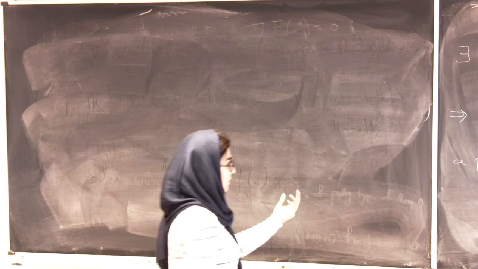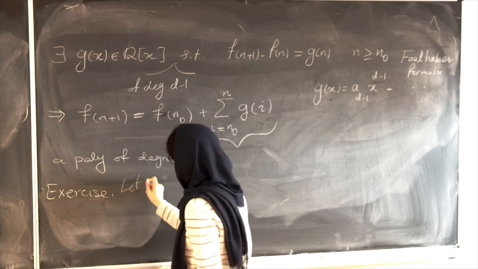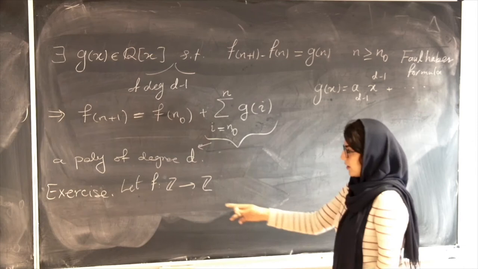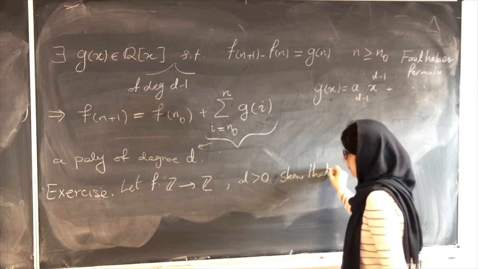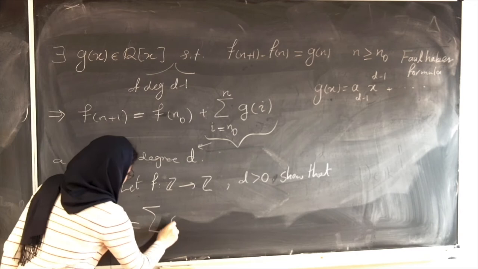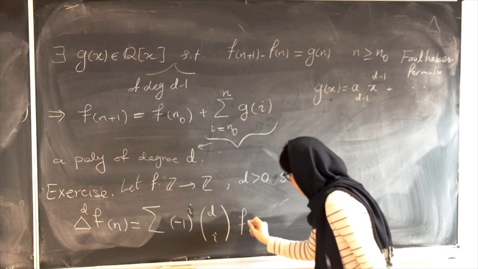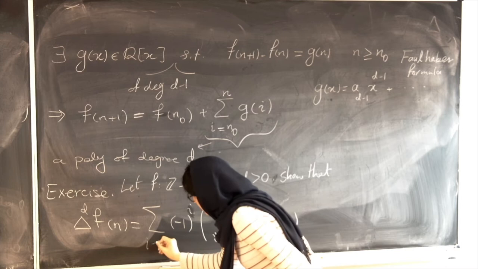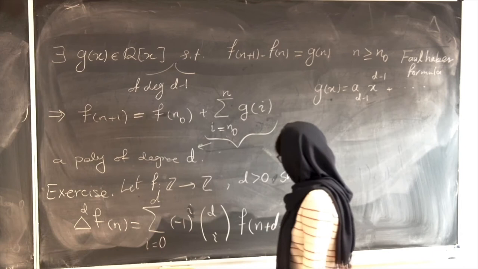Sometimes I use some of them, like this exercise. Let F be a function from Z to Z, like the situation here, a numerical function, and D be a positive integer. Show that delta^d f on n can be computed via this sigma, where i goes from 0 to d. This can be easily proved by induction on D. So we will use this formula later.